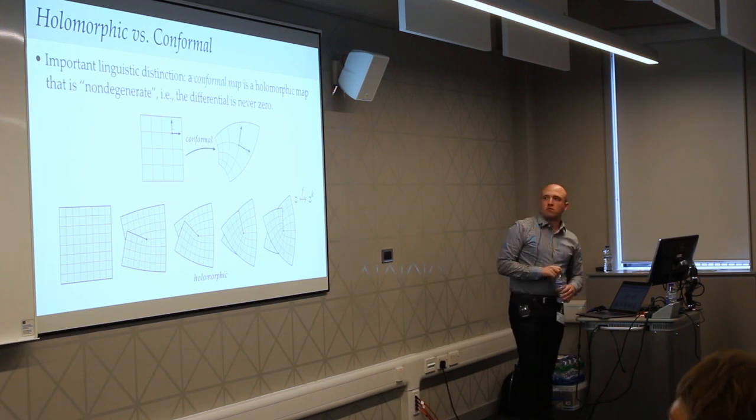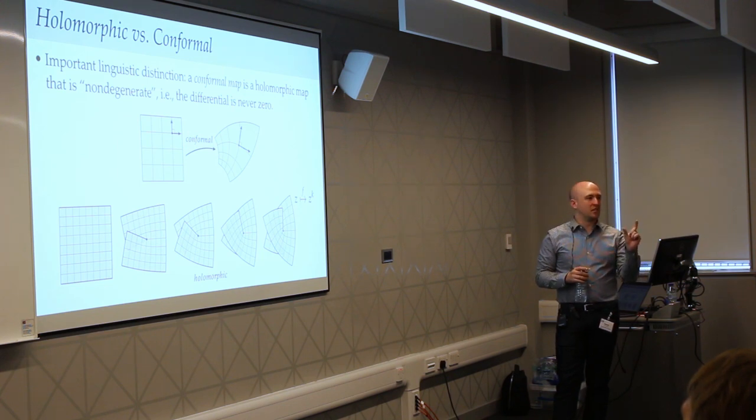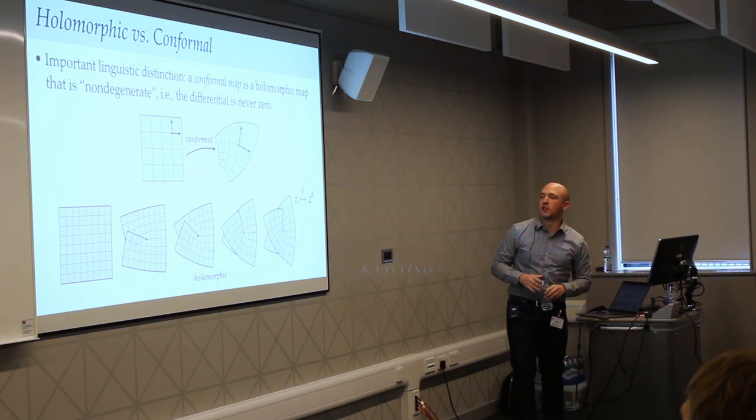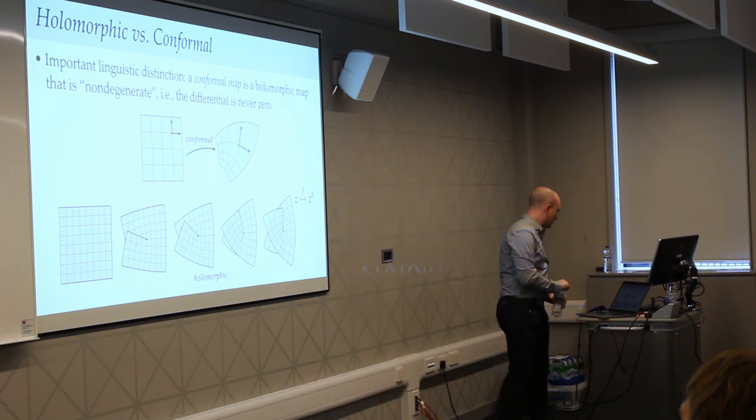Okay, another subtle, important distinction: you'll see these two words come up, holomorphic and conformal, and often people toss them around and use them interchangeably. There's a slight difference between these two. A conformal map is a holomorphic map that is non-degenerate. Meaning, vectors get rotated and scaled, but they never get scaled by zero. They never shrink to a point if you're conformal. If you're holomorphic, then you can shrink to a point. You can have these funny branch points, other interesting things going on.